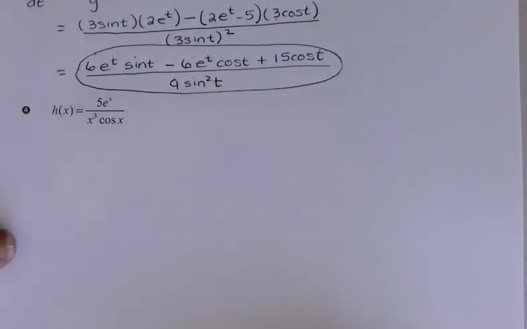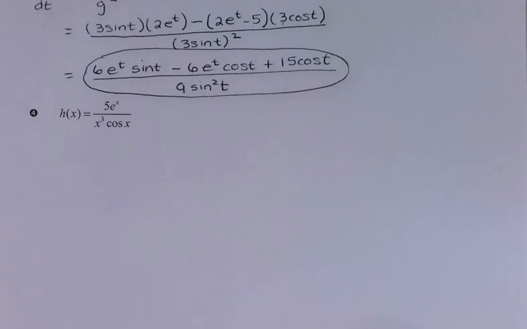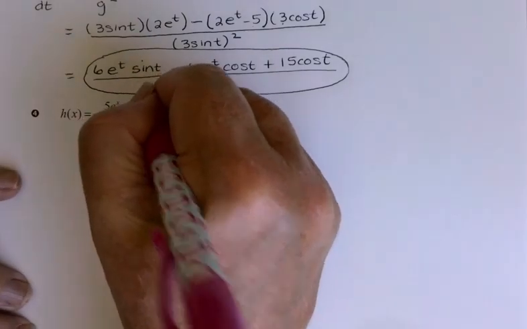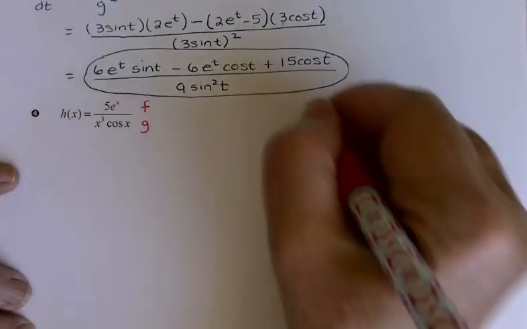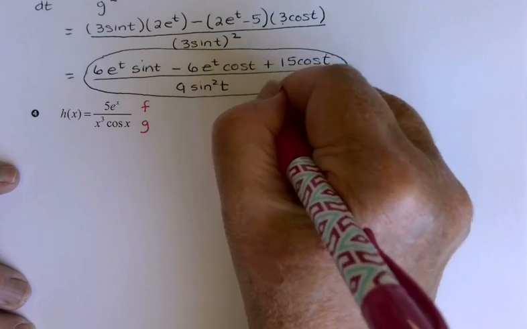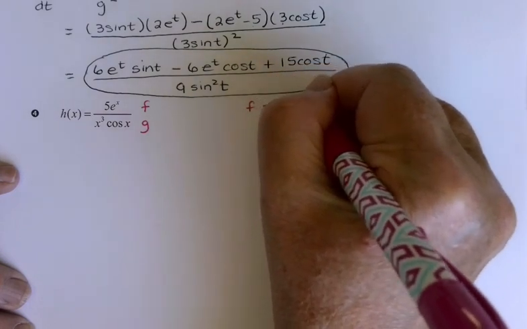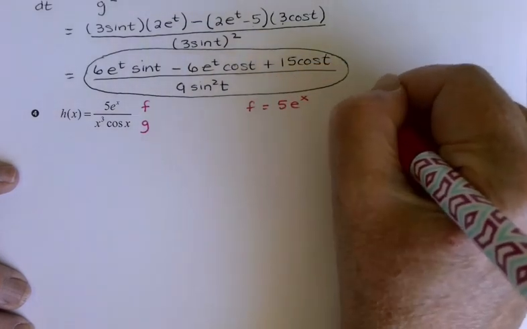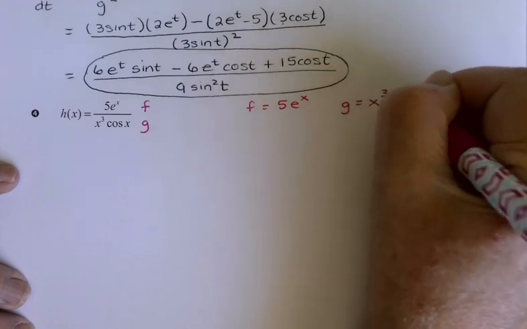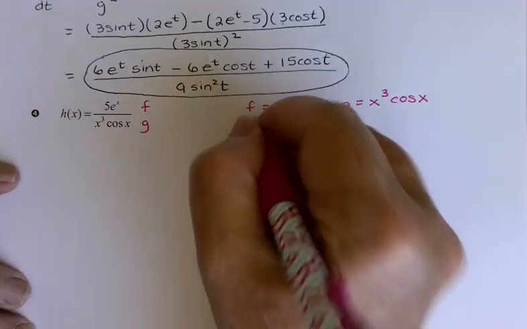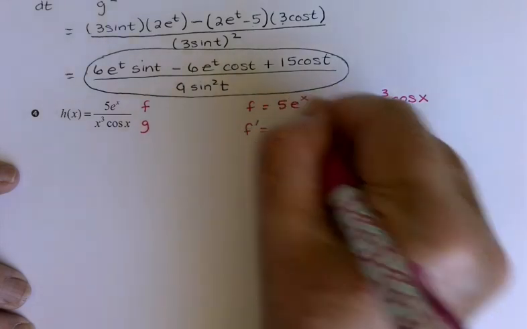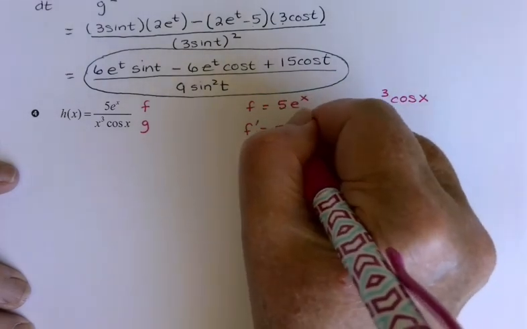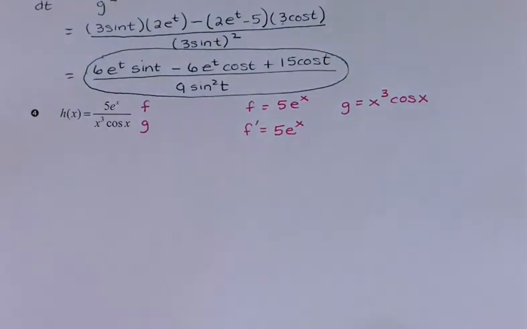All right, one more. I can clearly see the quotient again, and not much I can do, nothing I can actually do to simplify it, so I'm kind of stuck with it. So f is my numerator and g is my denominator. F prime is no problem. The derivative of 5e to the x is still 5e to the x. But take a look at that g. What are you seeing there?